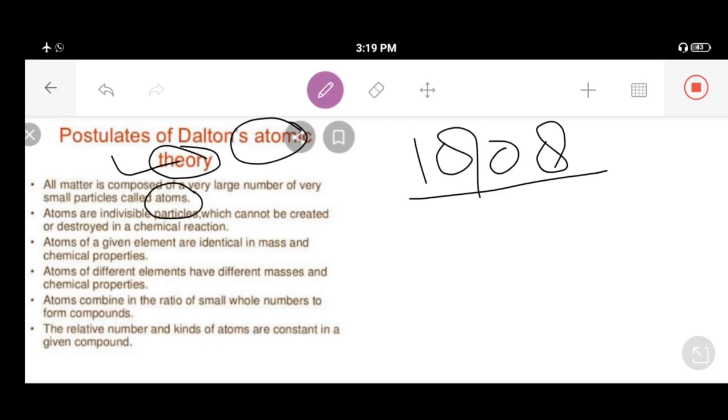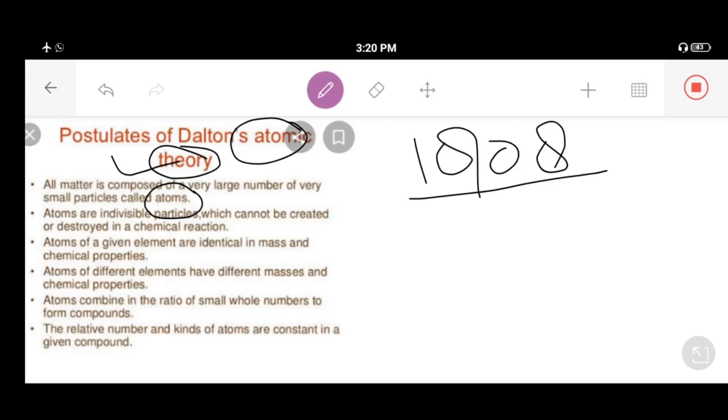So, my dear students, this is the first postulate. Remember this, mark my words and jot it down with me: all matter is made up of very small, tiny particles, and these tiny particles are called atoms. This was the first postulate of John Dalton's atomic theory. And the second postulate was that atoms are indivisible particles which can't be created or destroyed in a chemical reaction.